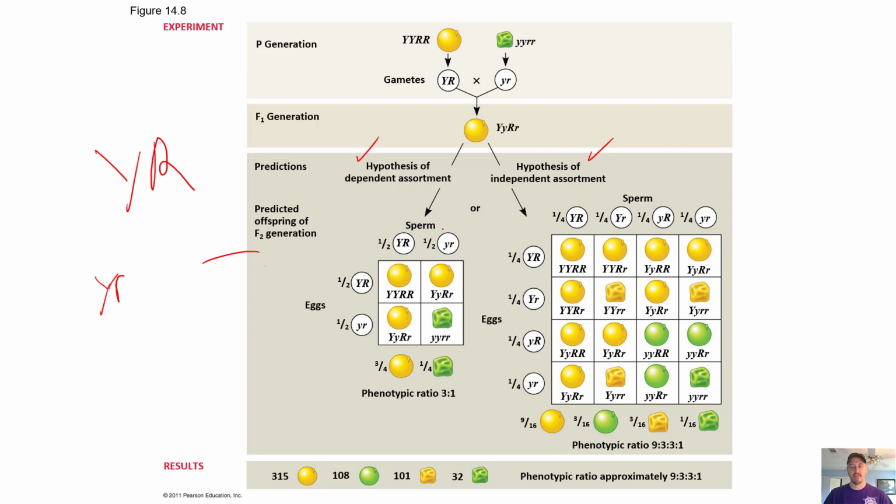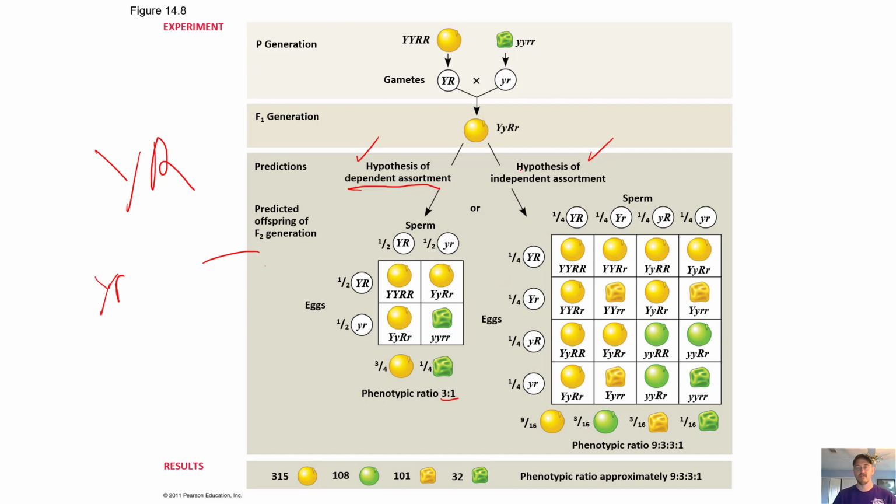And if that were the case, you might end up here; you can see big Y, big R, little y, little r, big Y, big R, big Y, little r. Here are the offspring. And if that were the case, you could get a phenotypic ratio of 3:1, 3 yellow round to 1 wrinkly green, if it was dependent assortment. The other hypothesis was independent assortment.